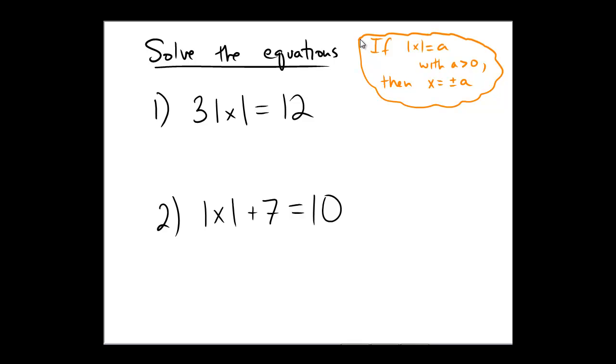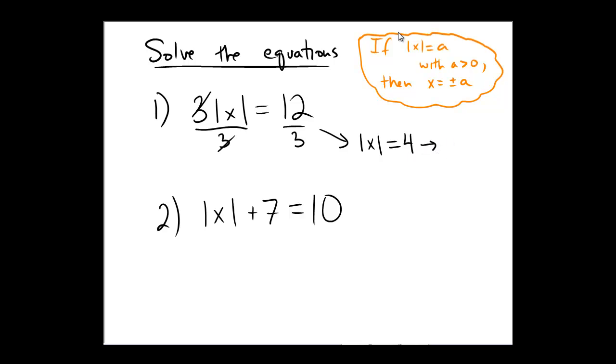So, first equation is 3 times the absolute value of x equals 12. Just like normal, if we wanted to isolate the variable here, first step would be to divide by 3. After doing so, 3 and 3 reduce, so we're left with absolute value of x equals 12 divided by 3, which is 4. So we have absolute value of x equals 4.